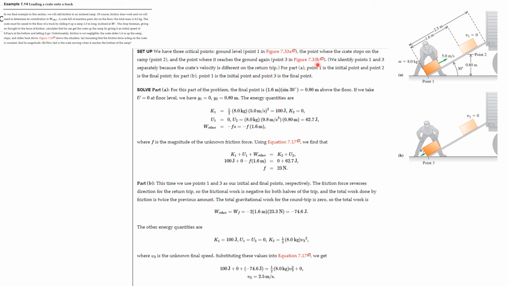But point 1 and point 3 is where the crate starts, and where we want to measure its velocity is point 3. Point 2 is where it stops going up from the shove the guy initially gave it. So that is point 2. We identify points 1 and 3 separately because the crate's velocity is different on the return.